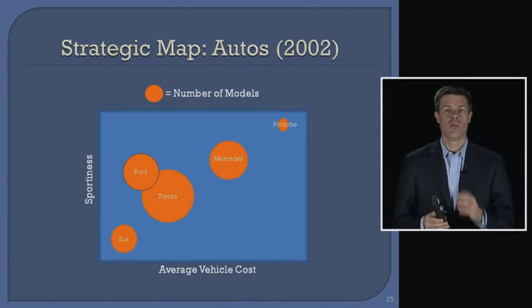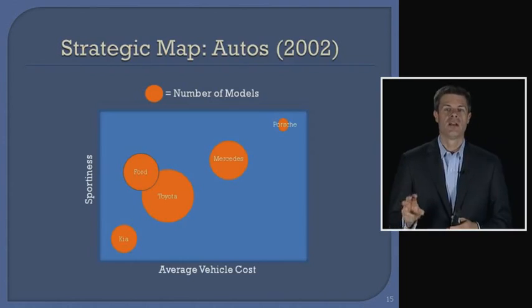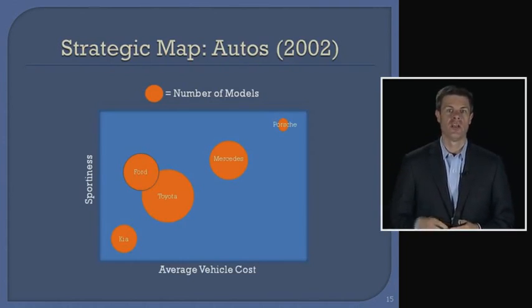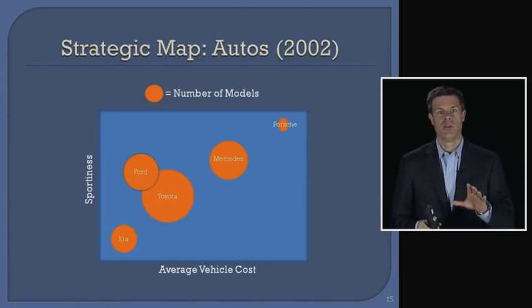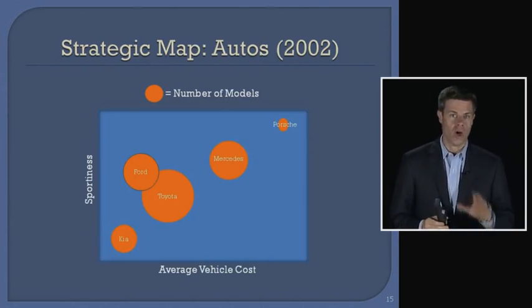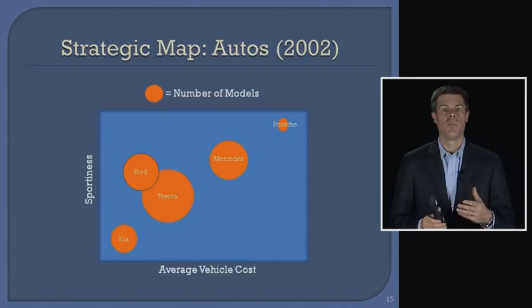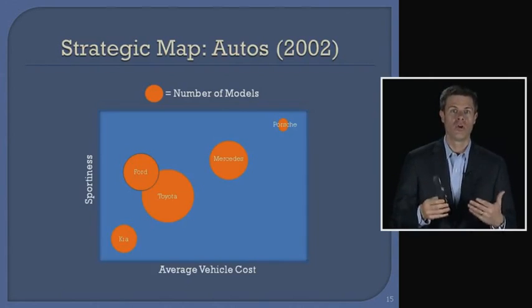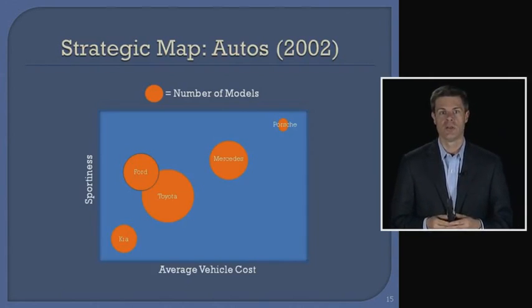We see someone like Porsche, once again, way up in the upper right corner. High average vehicle cost, high on sportiness here. Clearly appears to be a niche player within the industry here, trying to position themselves as a high-end luxury automobile manufacturer. On the opposite extreme, we have Kia. Lower average vehicle cost, perhaps lower on sportiness, but appealing to a more low-cost focused strategy here.